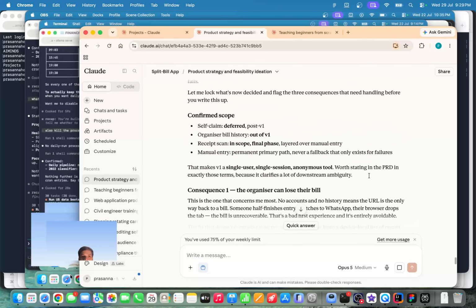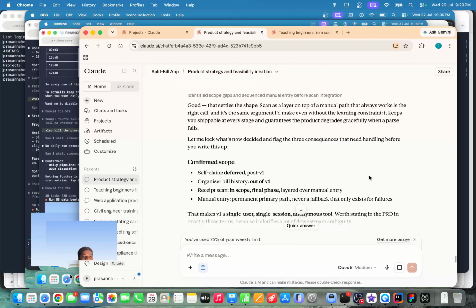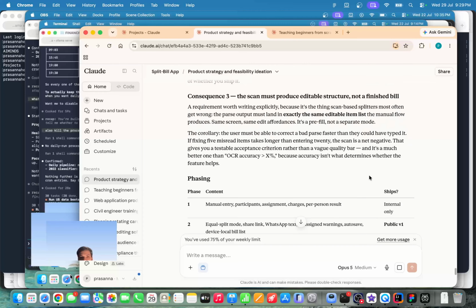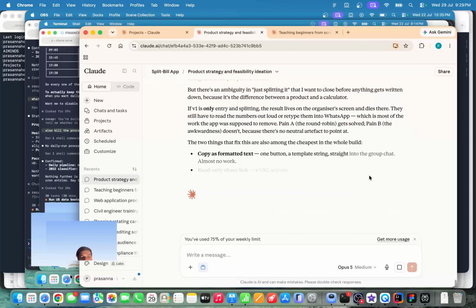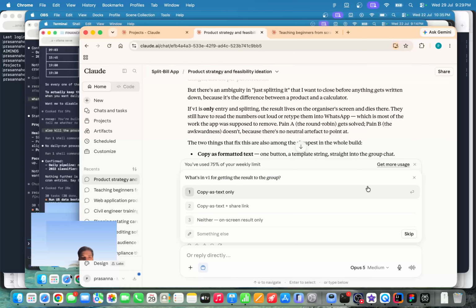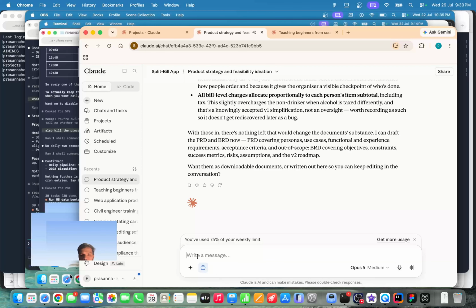It gave me a lot of pushbacks on what the ways are, because that is still not a completely cooked thing, so it came up with different consequences. For us, it's all about how fast we can move and how fast we can get things done. Let us get both the BRD as well as the PRD as a downloadable document.